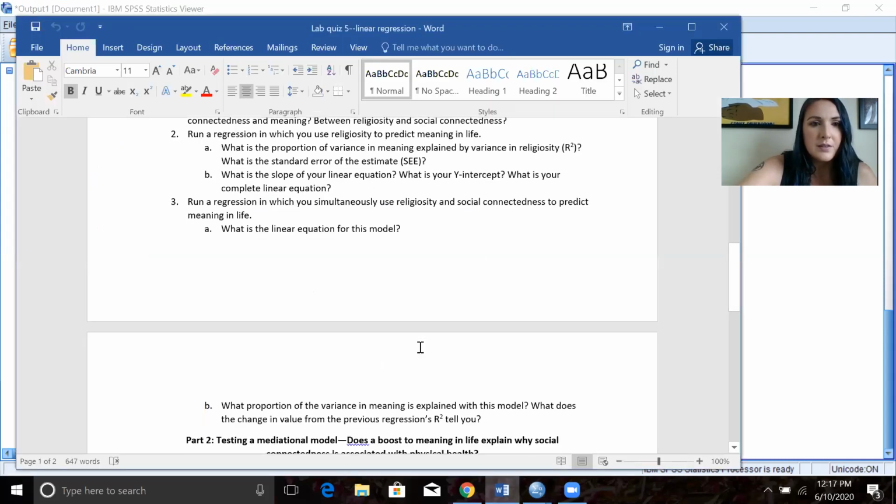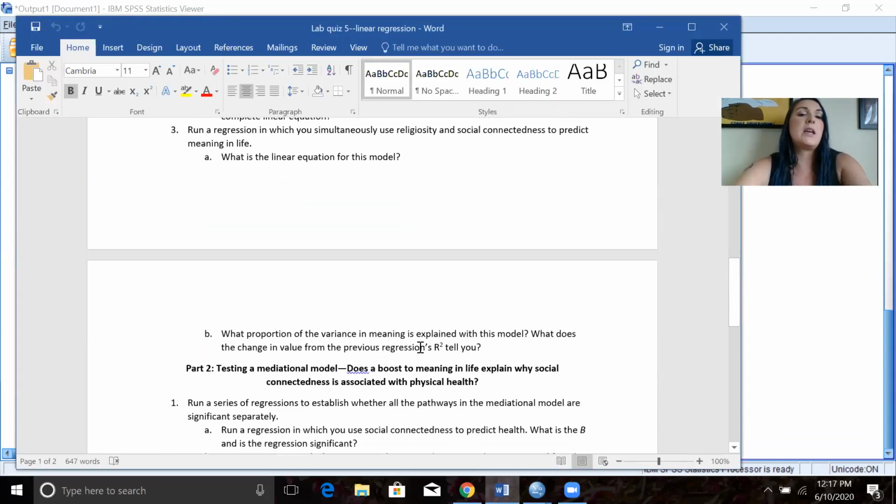All right, so then run a regression in which you simultaneously use religiosity and social connectedness to predict meaning in life. This will generate a new linear equation, and we're going to look to see whether or not the proportion of variance explained has changed. So simultaneously use religiosity and social to predict meaning.